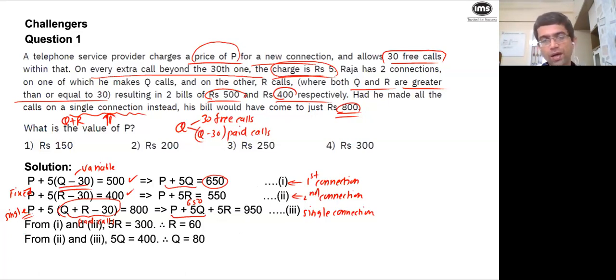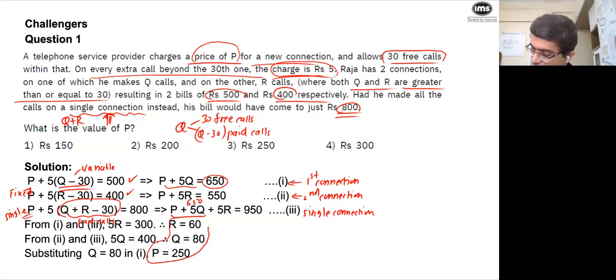Once I know the value of R, correct, I can substitute in the second equation, get P. So I will get all the three values as 60, 80 and 250. All the three questions are solved. So P is going to be 250. That is the answer to the first question. Q will be 80, R will be 60, the second and third questions. Hope all of you are with me.